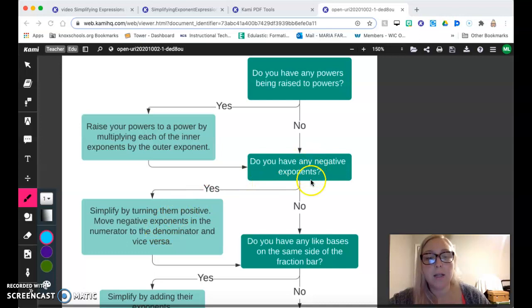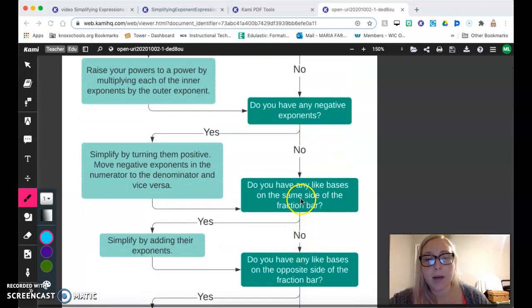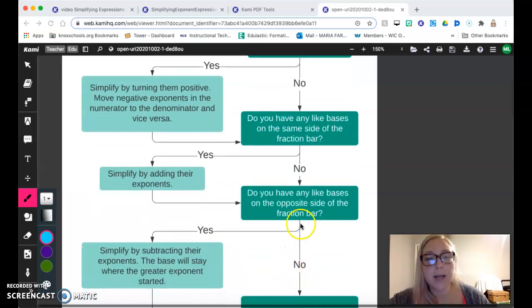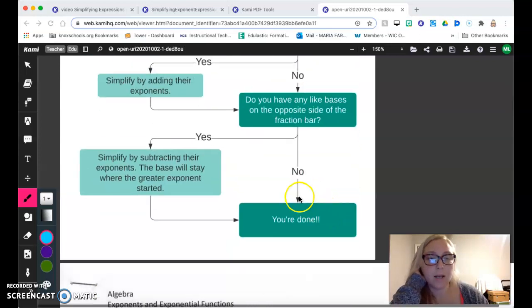If you don't, then you would see, do you have any like bases on the same side of the fraction bar? That means both of them on top, or two bases on the bottom. If you do, then you simplify by adding their exponents. That's the product rule. If not, then you would check, do you have any like bases on the opposite side of your fraction bar? If you do, then you simplify by subtracting your exponents, which is your quotient rule. If not, then it says you're done.